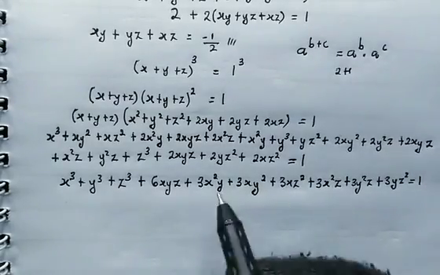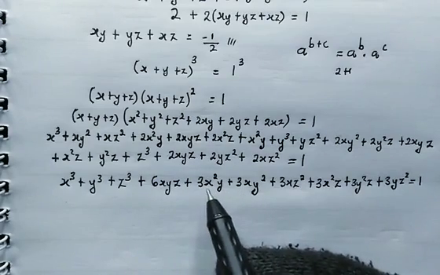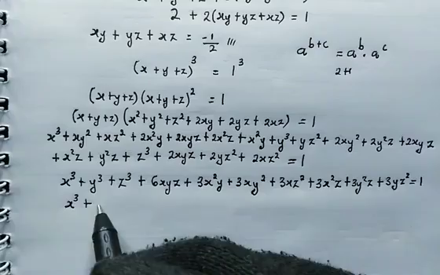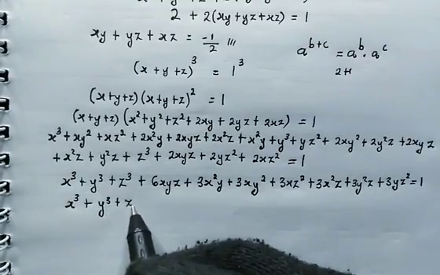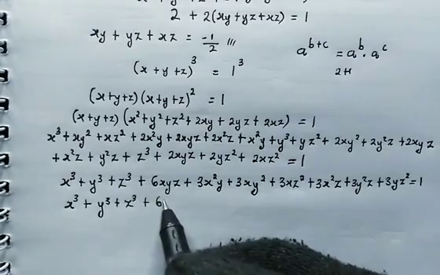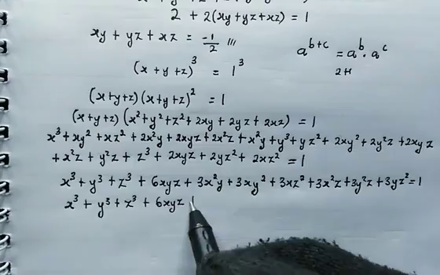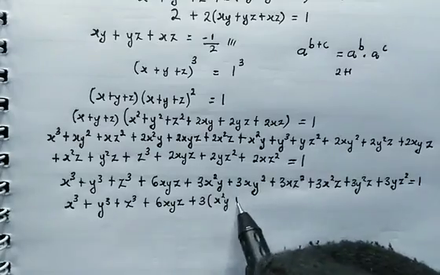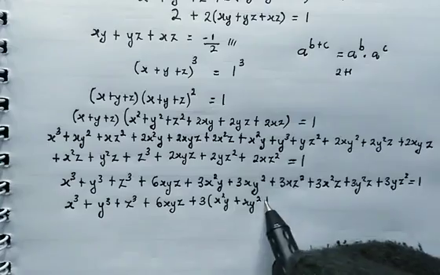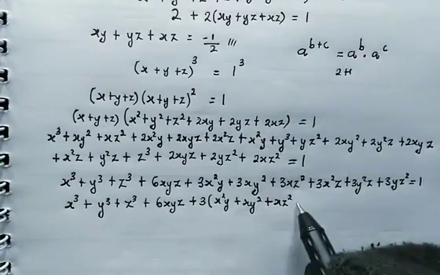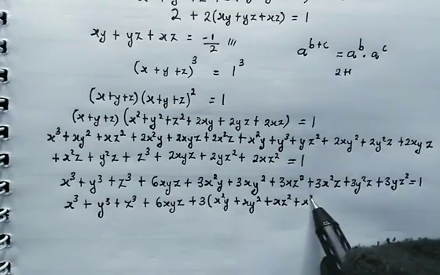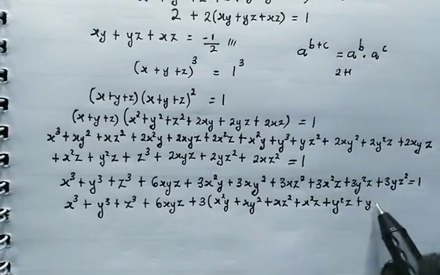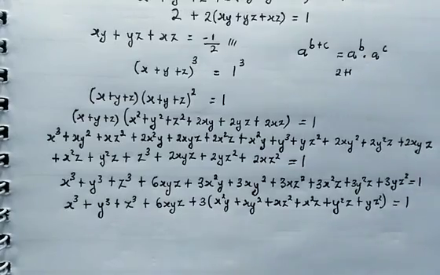Now from this term here, remember we have a common factor, which is 3. So here, x cubed plus y cubed plus z cubed, then plus 6xyz. From here we factor out 3, then we're left with x squared y plus xy squared plus xz squared plus x squared z plus y squared z plus yz squared, close bracket, equals 1.